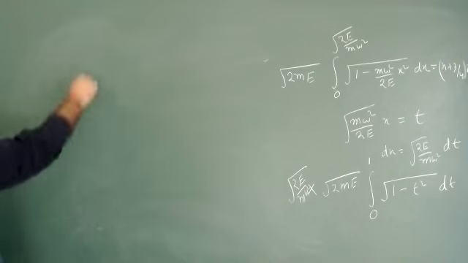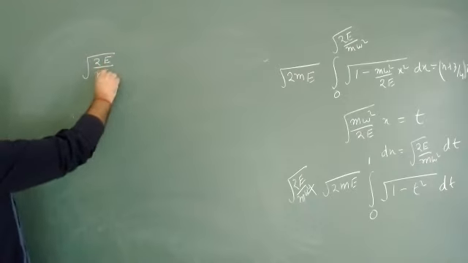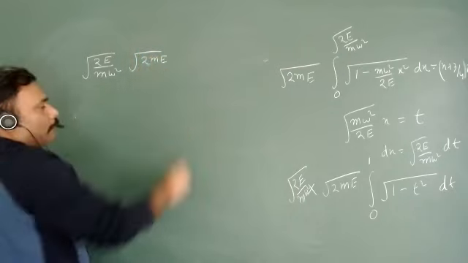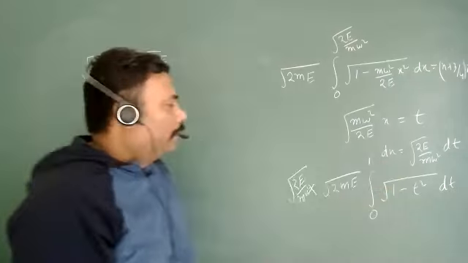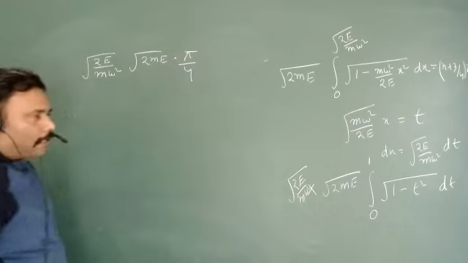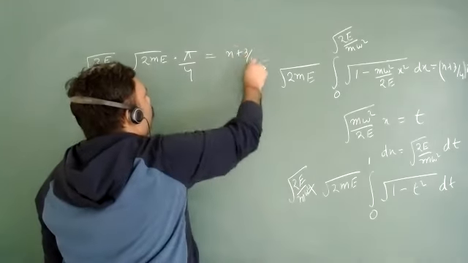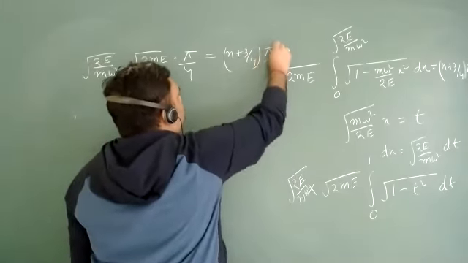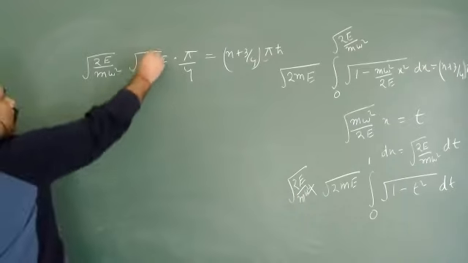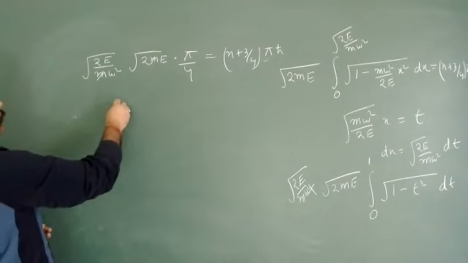So we have root under 2E upon m omega square times root under 2mE, and the integral value we calculated earlier is pi by 4. I am not going into how you calculate pi by 4. This is equal to (n plus 3 by 4) pi h cut. So what is the value of energy? This looks a little better. This 2 and this 2 cancel out.